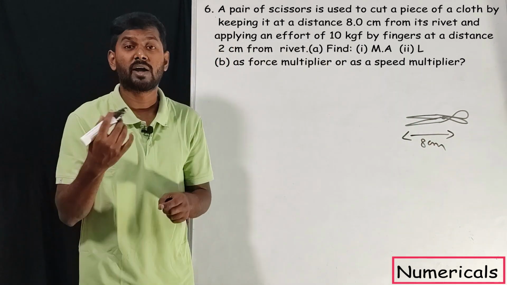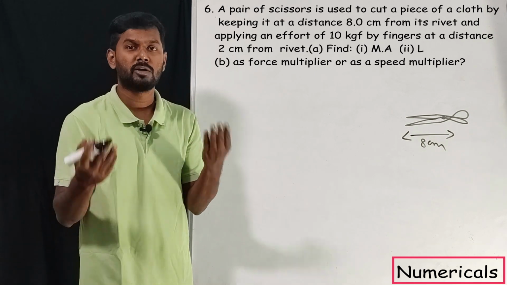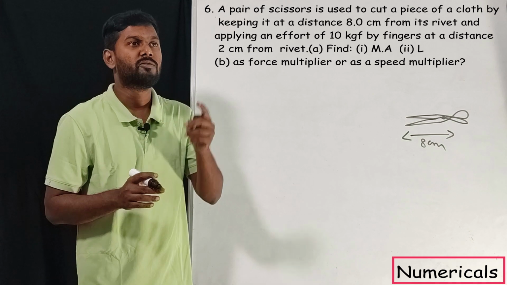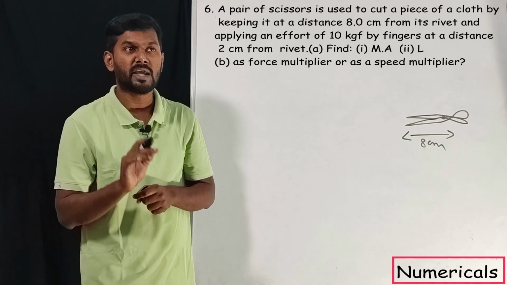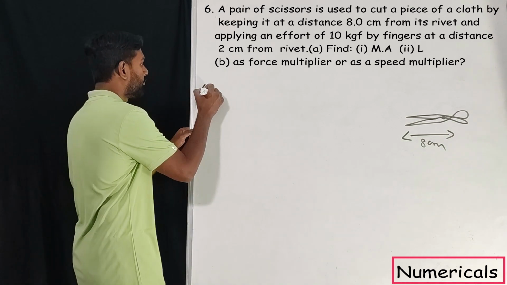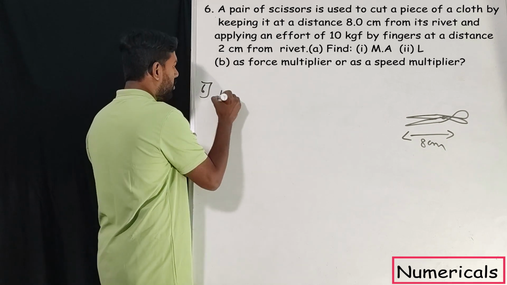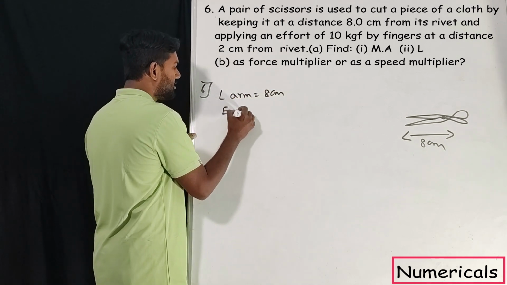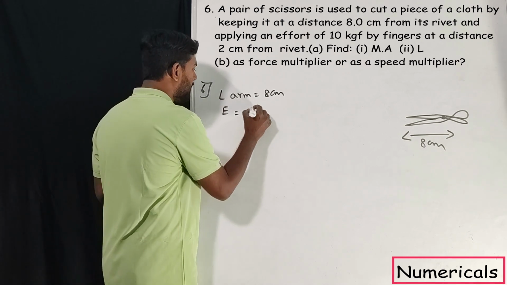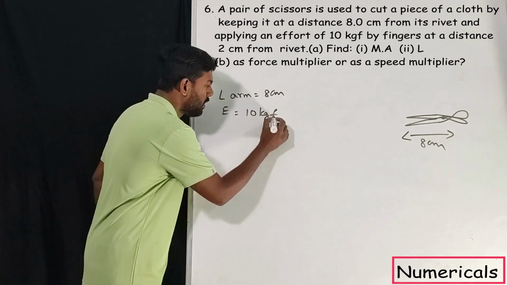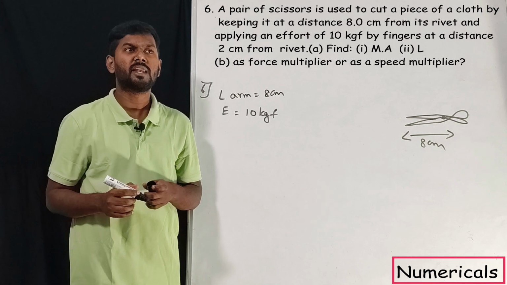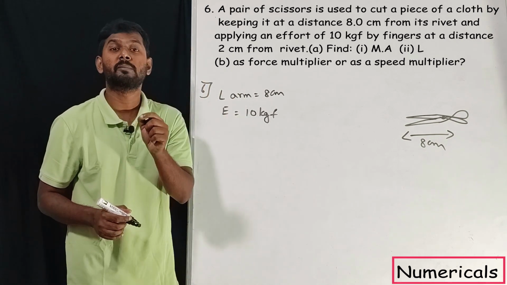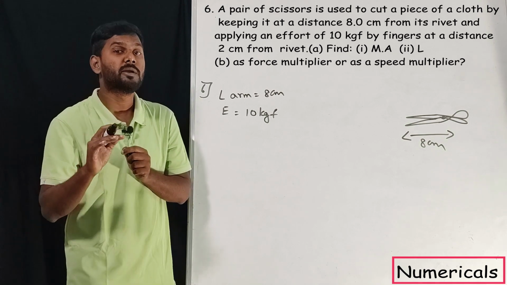Next, see what we are cutting? Cloth, right? Cloth is nothing but load. Load is related to 8 cm. That is nothing but load arm. Then we are applying an effort of 10 kgf. So, effort is given. So, load arm is equal to 8 cm and effort is equal to 10 kgf. Okay. And applying an effort of 10 kgf by fingers at a distance of 2 cm from the rivet.